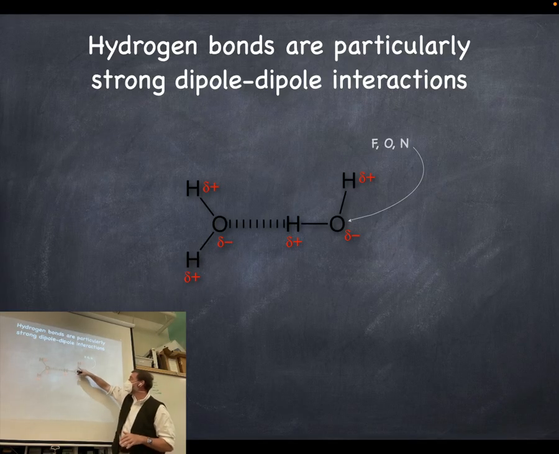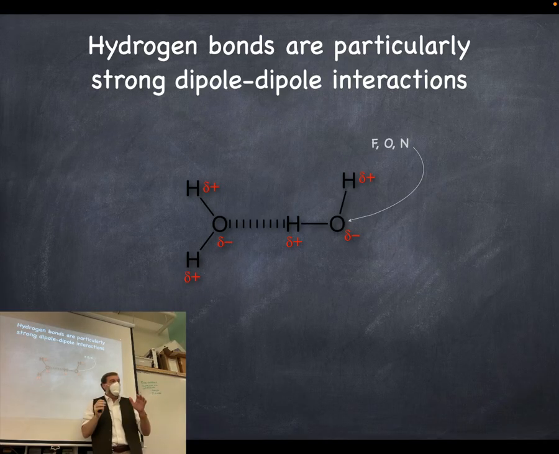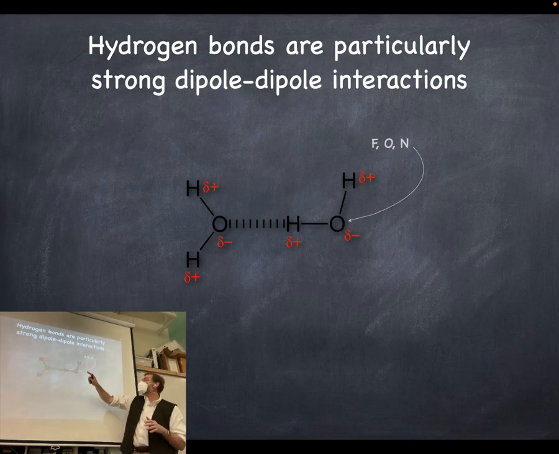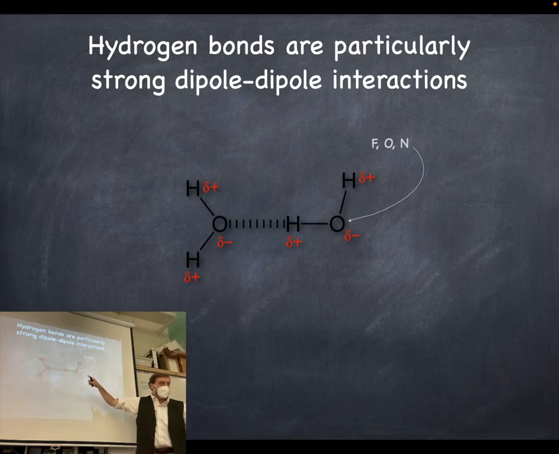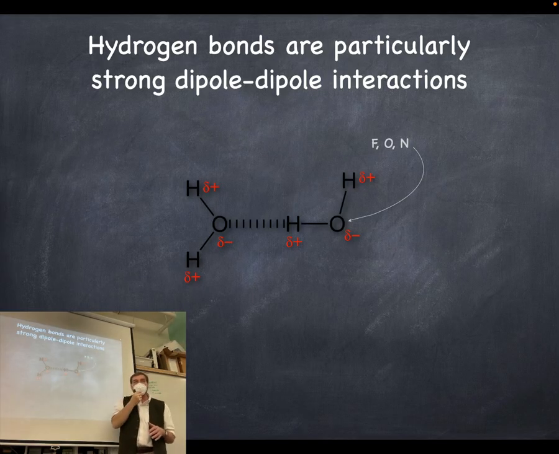Hydrogen covalently bonded to fluorine, oxygen, or nitrogen. When you have that, this bond is extremely polar because hydrogen only has one electron. Fluorine, oxygen, nitrogen are the three most electronegative elements on the periodic table. They pull that one electron away from the hydrogen strongly. That electron spends most of its time around the oxygen, the nitrogen, or the fluorine, which means that we have sort of a naked proton out here.